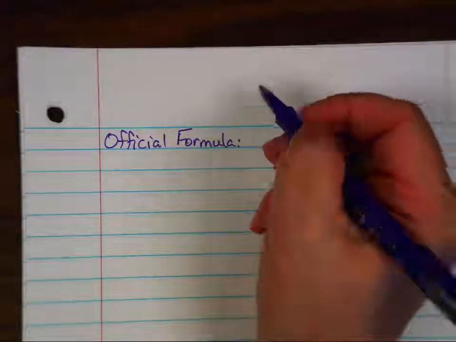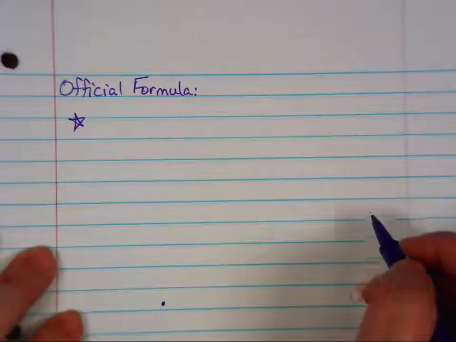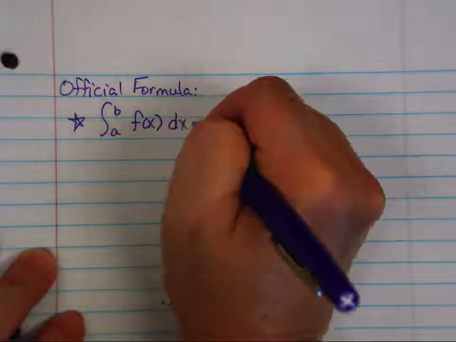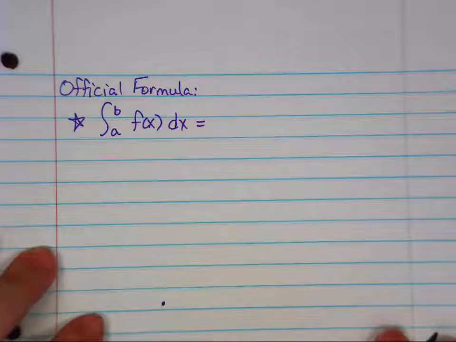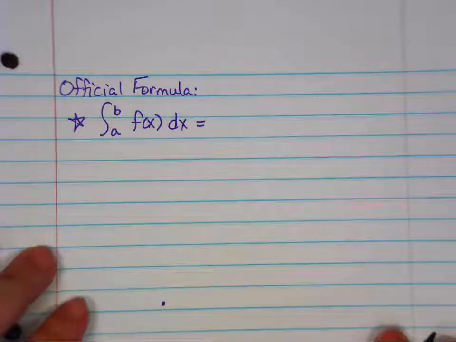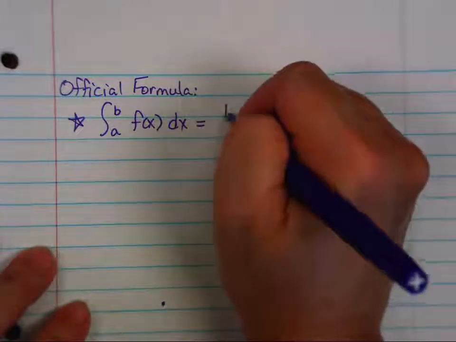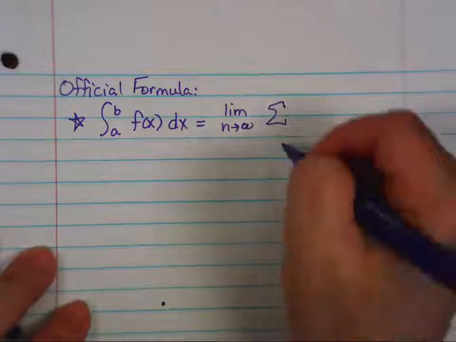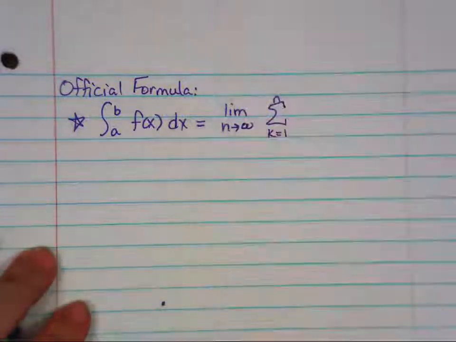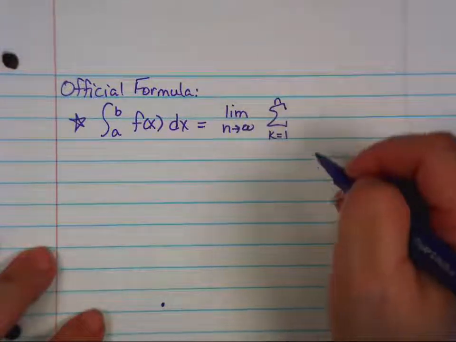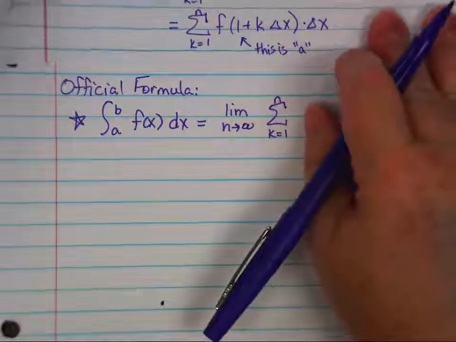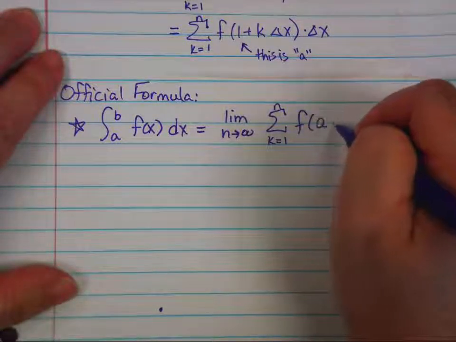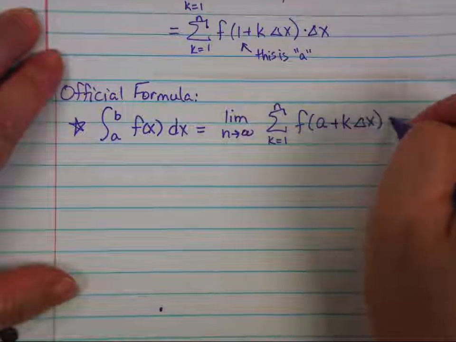Is as follows. Big star. So this is easy. The integral from a to b of f of x dx is equal to, okay, because I said we're going to have an infinite number of rectangles, our answer must start with a limit. Limit as n approaches infinity, then the summation, k equals 1 to n. And then what comes after it is what we wrote right here. f of parentheses a plus k delta x times delta x.